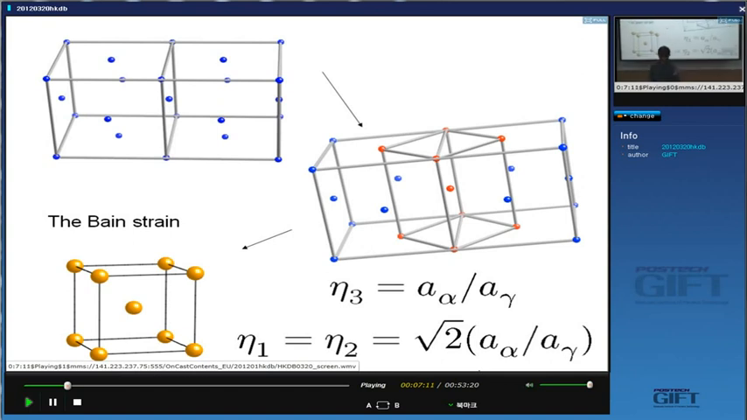Obviously, we don't observe that orientation relationship, so there's still something missing from the Bain strain. So this is not the orientation relationship which is observed. This is an exact orientation relationship. So note, this is not experimentally observed.